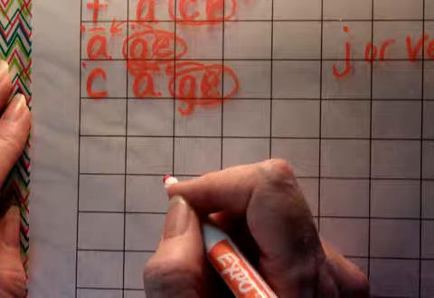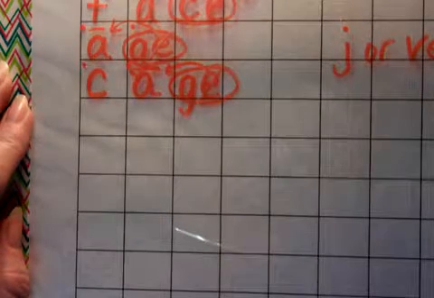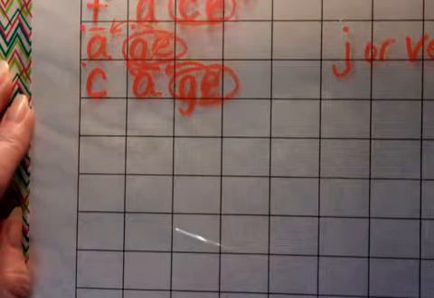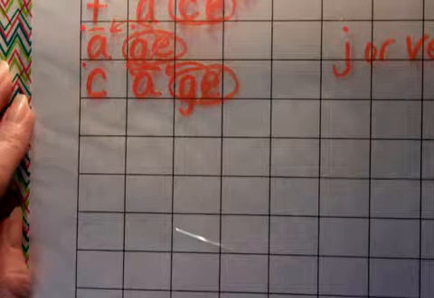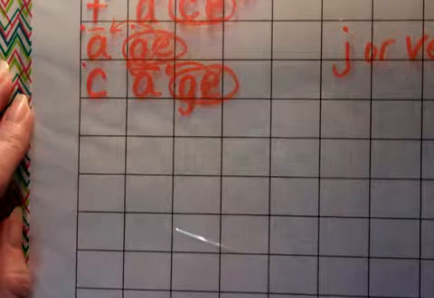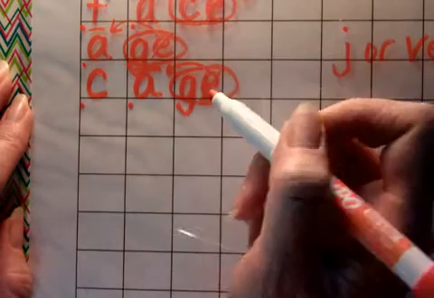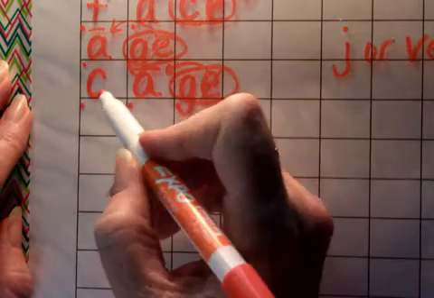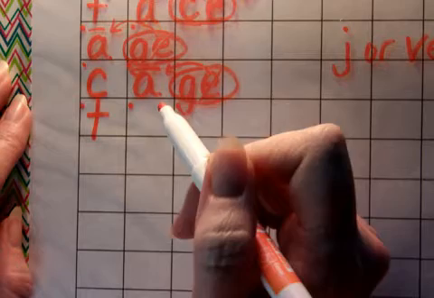Let's use it on the word take. I will take some cookies to the party. Take. The first sound is T. That's the T. Come down and then cross. The next sound is A. And then we have K.